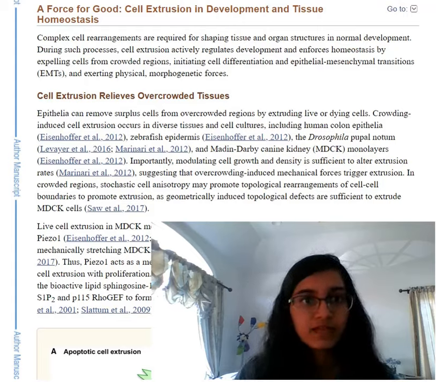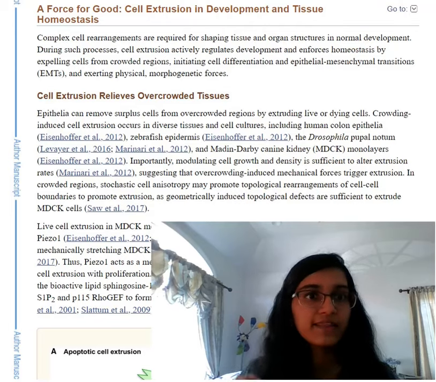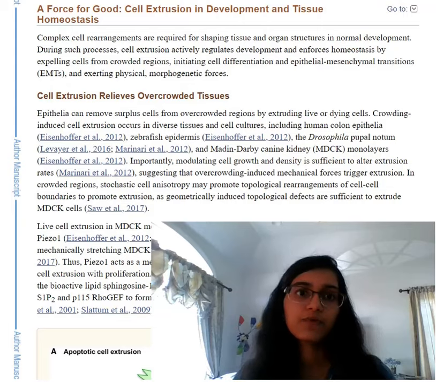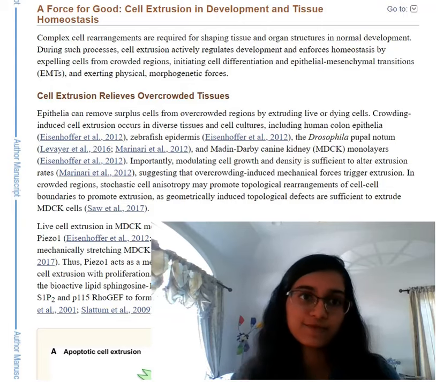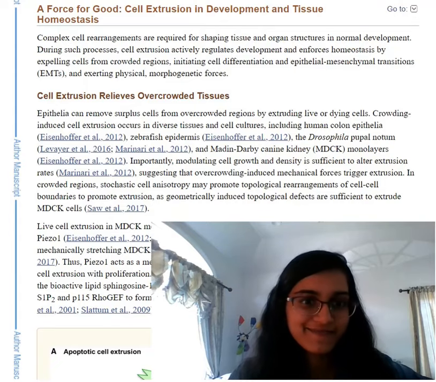And we also know from this little paragraph that cell extrusion exerts morphogenetic forces. Again, we looked at what morphogenesis was in the abstract. So yeah, that's 2 paragraphs in and we're doing pretty good.